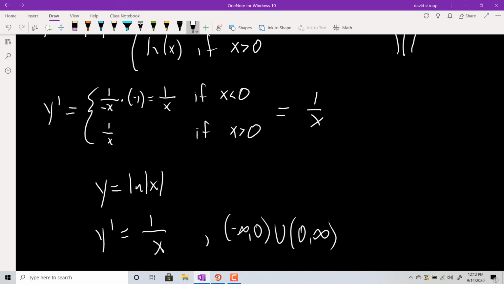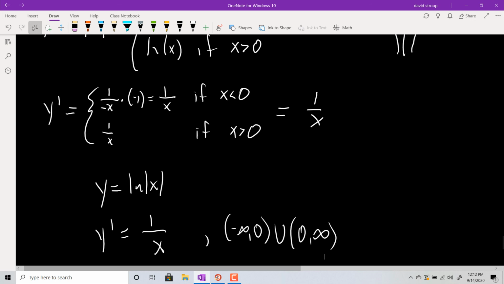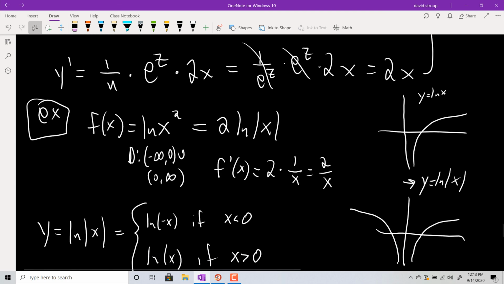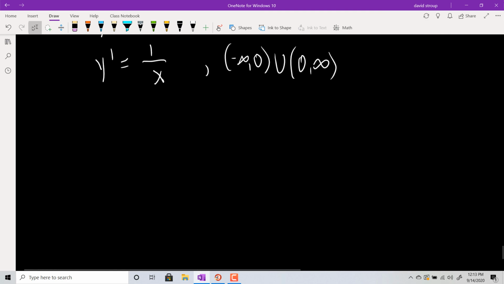So in general, when you're taking the derivative of something like ln of x squared, don't overthink it. Its derivative f prime, if you're not worried about the domain or anything, is just going to be 2 times the derivative of the ln of x, which is 1 over x. Okay, so 2 over x. Let's look at one more example. I feel like I butchered that explanation, but hopefully it's okay.